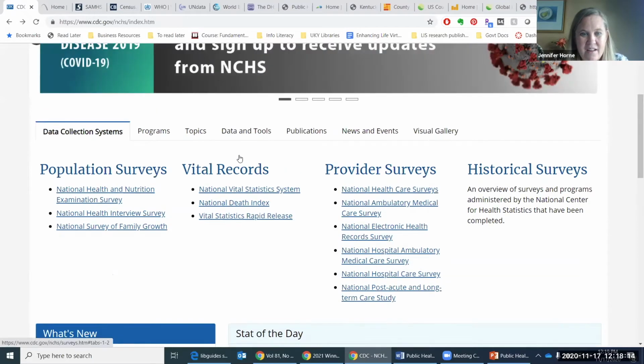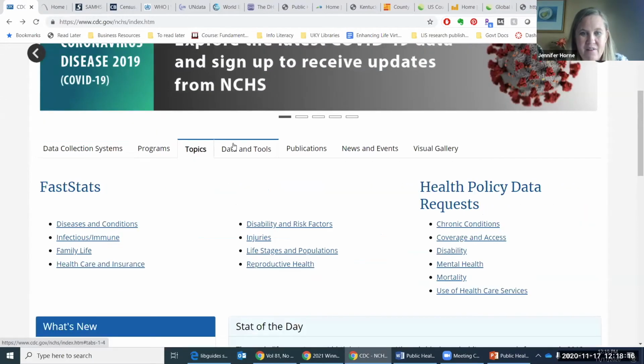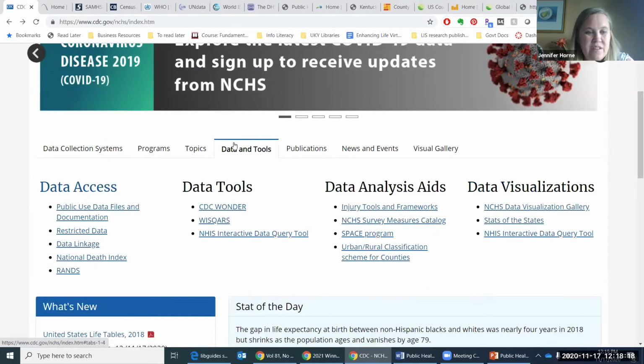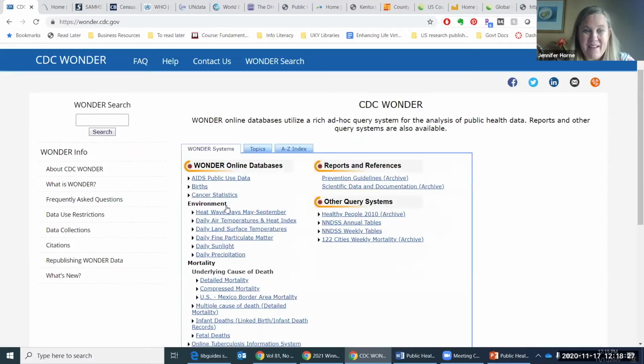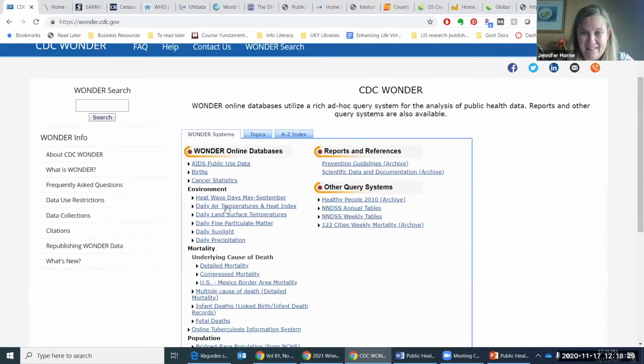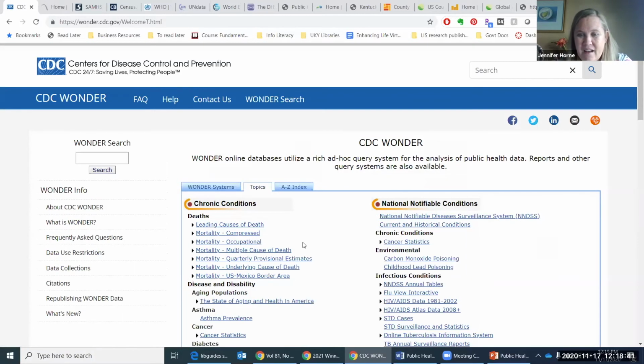We did topics, and then you can also look at data and tools. So there's CDC WONDER, their database that allows you to access all of their individual data. It's pretty easy to use. They do have some directions in frequently asked questions on how to use it. But again, you can also do it by topics.